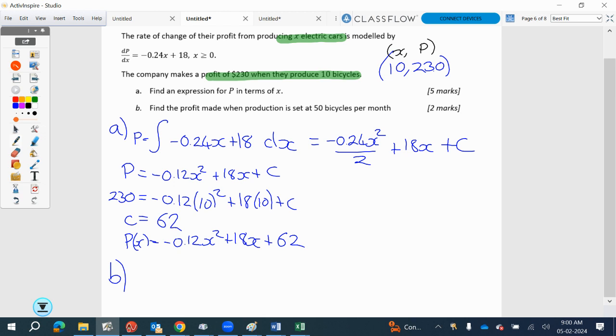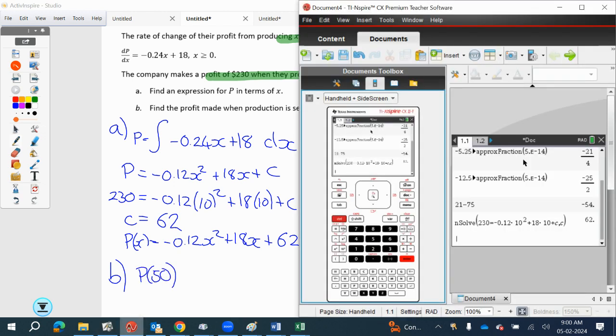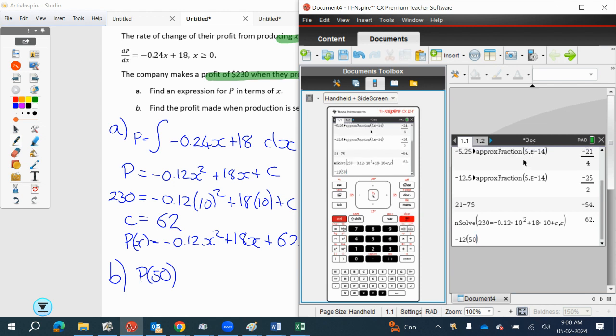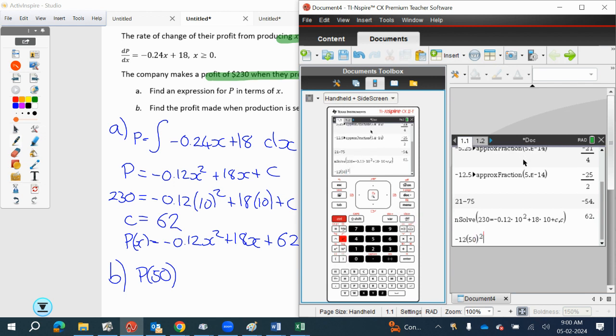All right. So we need to put 50 into our function. We need P of 50. Let's try that on the calculator straight away. Minus 0.12 times 50 squared, plus 18 times 50 plus 62.